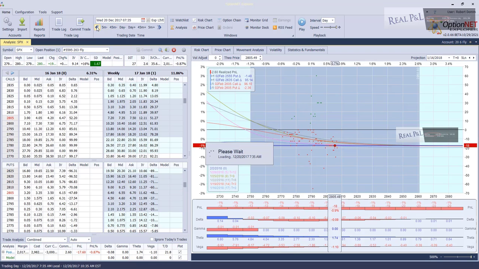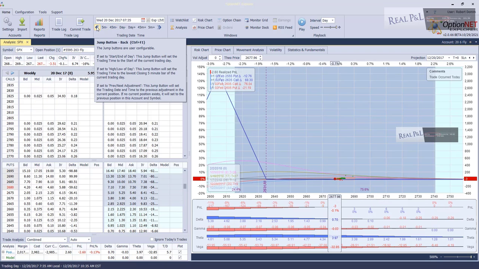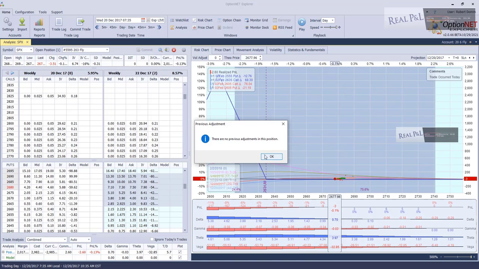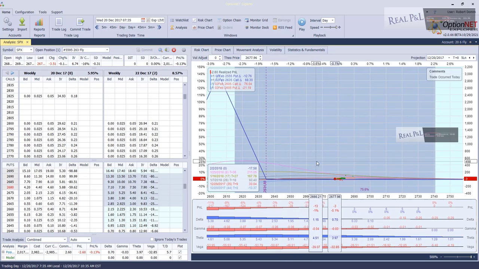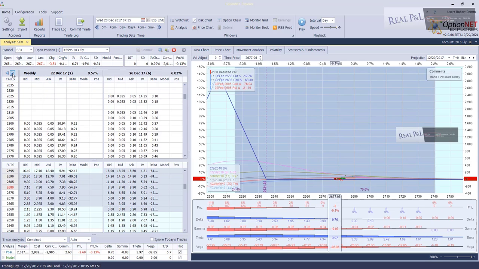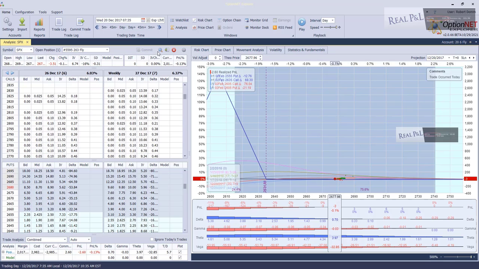Well, I hit this and it takes me back to the last adjustment. If I hit it again and it says there's no previous adjustments, then I know this is where the trade started. So this trade started on December 20th, 2017 at 7:35. That's when I put this on for a backtest. So I just basically went in to do that. I can press this right here, right? And it'll take me to where it is in here.